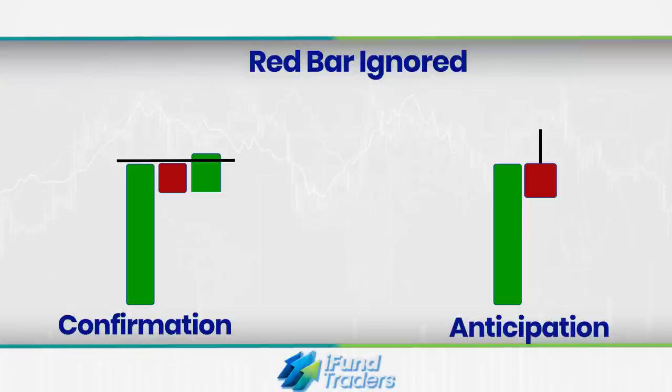Now, with something like that, you can anticipate entry above the body, not above the tail or wick. Boom! Above the color, not the wick. That would be anticipation.